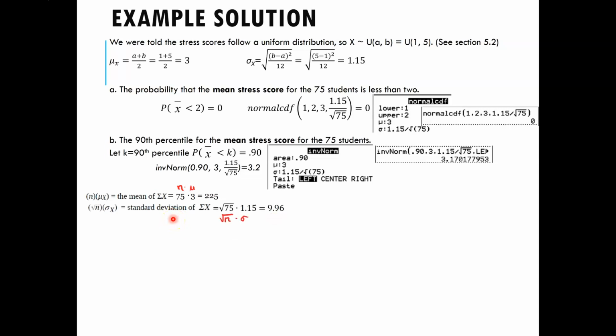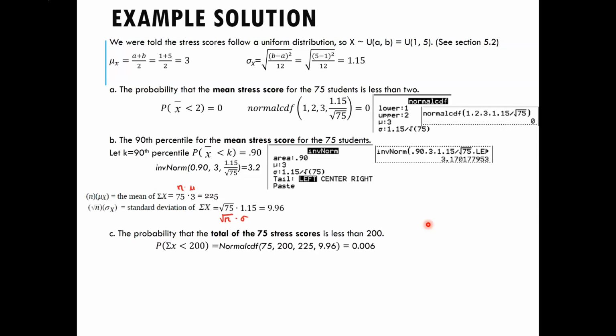All right. So for C, it says find the probability that the total of the 75 stress scores is less than 200. Okay. So probability, we do normal CDF. So I'm going to choose normal CDF and I want it to be less than 200. All right. So my lowest value is going to be 75. Oh, hang on. I thought the lowest value they could report was 1. Yeah, it is. But if you ask 75 students what their stress level is and the lowest response they can give is 1, then what's your lowest sum? 75.